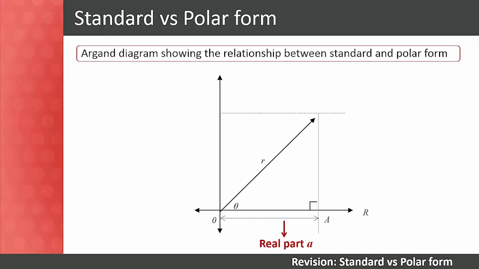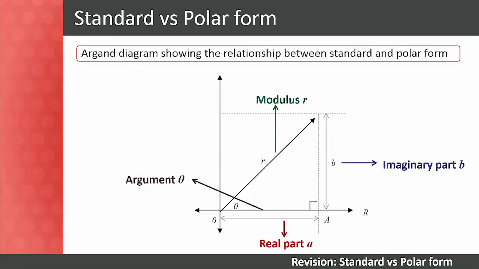A is the real part of the complex number. B is the imaginary part of the complex number. R is the diagonal distance from the origin, and it is called the modulus. Theta is the angle measured anticlockwise from the positive horizontal axis, and it's called the argument.